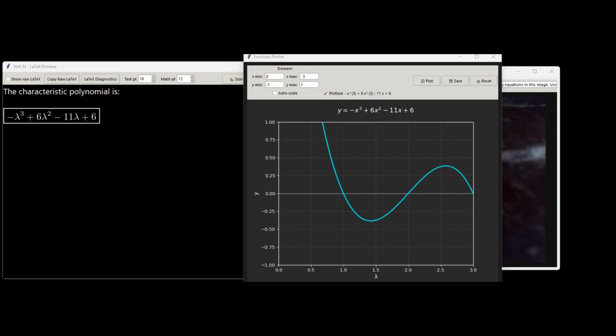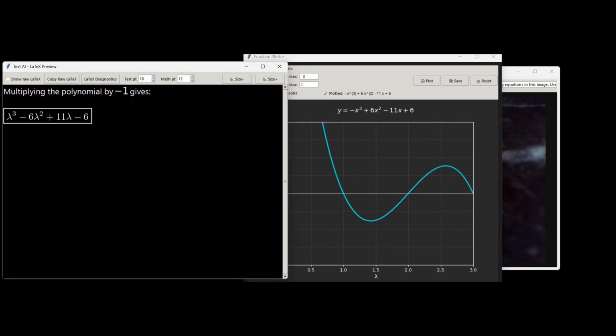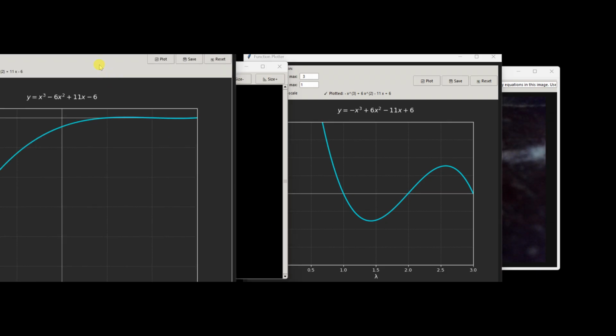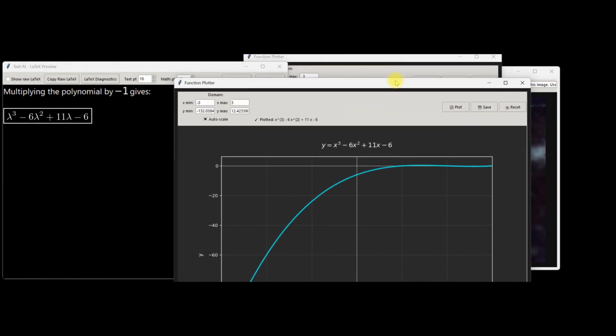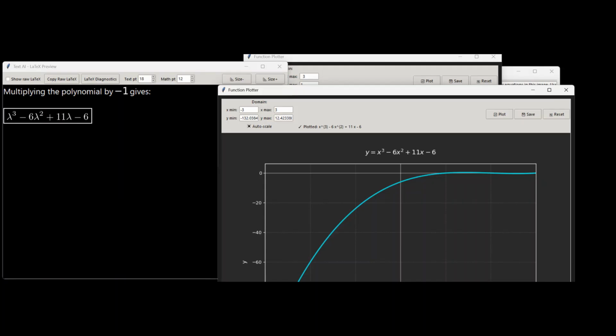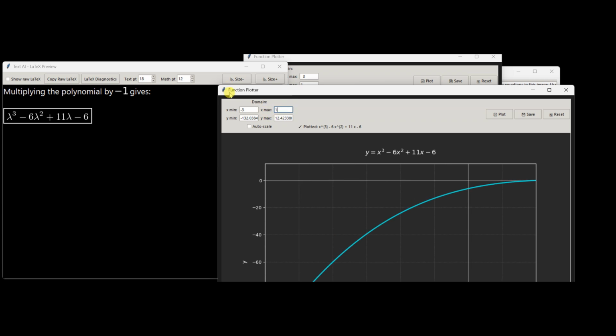Multiply the polynomial times minus 1. Multiplying the polynomial by minus 1 gives boxed lambda cubed minus 6 lambda squared plus 11 lambda minus 6. Graph that. Plotting the function. We've got the same thing upside down here. If we look at it, we've got 1. I've already got 1 there. Minus 1.